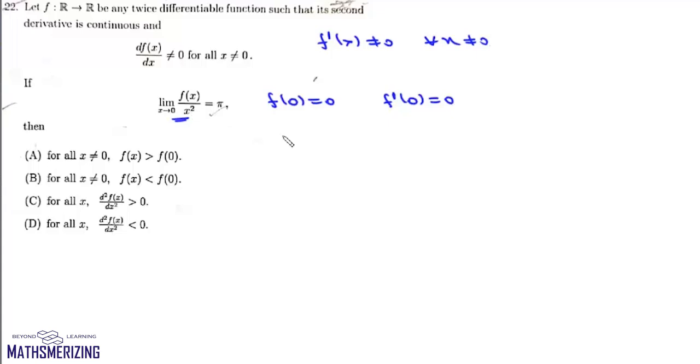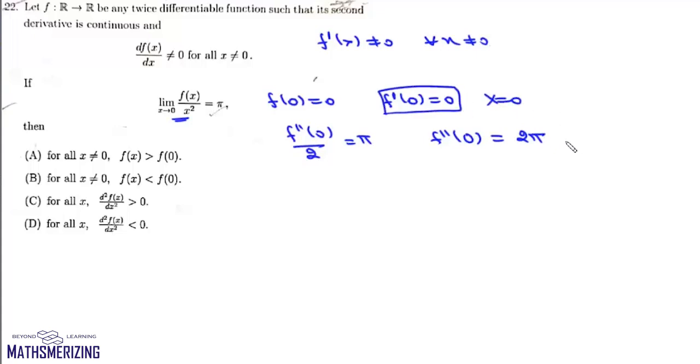Now if it is 0 upon 0 form, then we can write f double dash 0 upon 2 will be equal to pi. That is f double dash 0 will be simply 2 pi. Now since f dash 0 is 0, that means x equal to 0 is a critical point, and f double dash 0 is greater than 0. That means this x equal to 0 is a point of local minima. So at 0, this function will be concave up, and it will also have a point of local minima at x equal to 0.